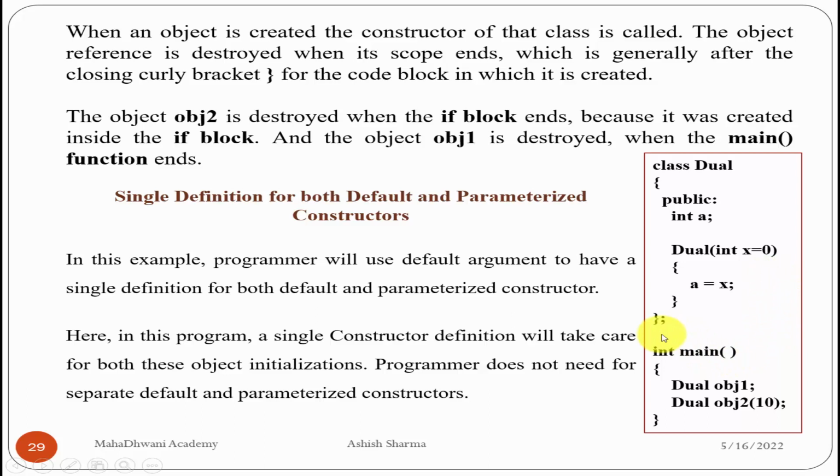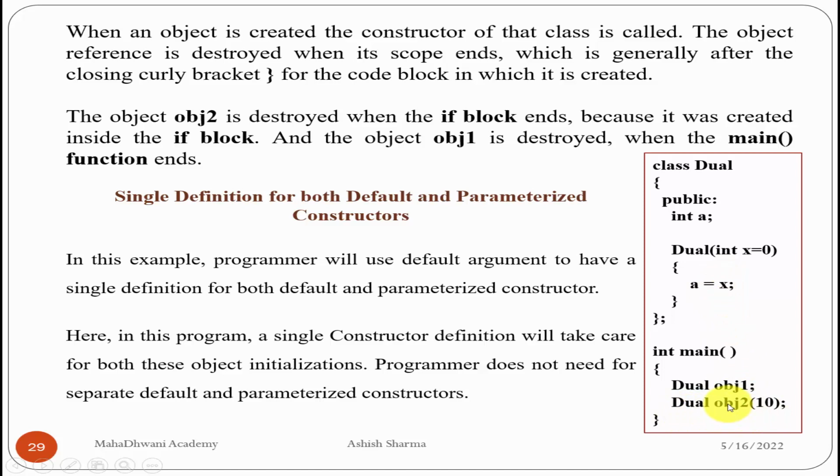Now we can see the main body. Inside the main body, we create object 1. We did not pass any value to object 1, and definitely it will call the constructor, because whenever we create an object, it will call the constructor automatically. The constructor is dual. What is the default value here? The default value we initialized is 0. So that's why the value of the variable a becomes 0.